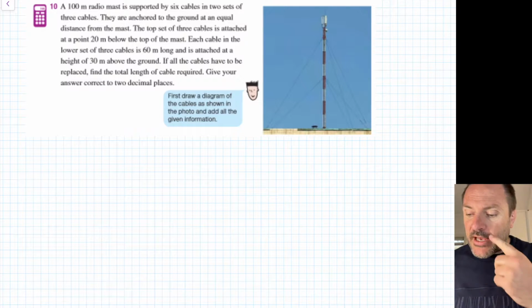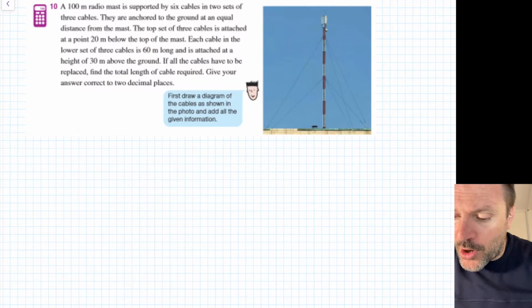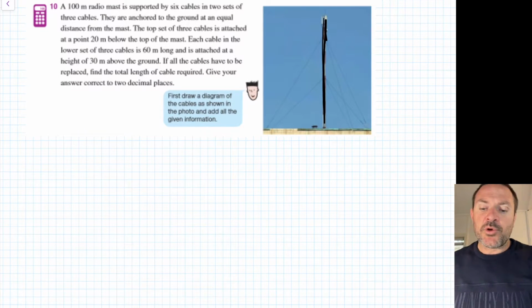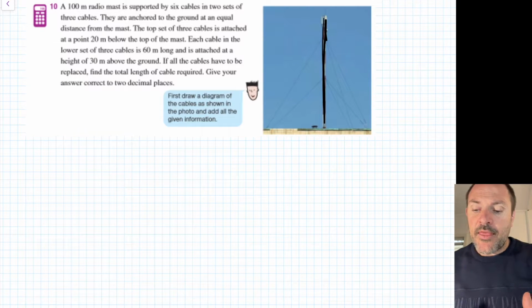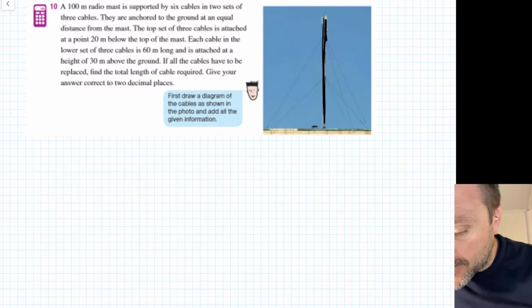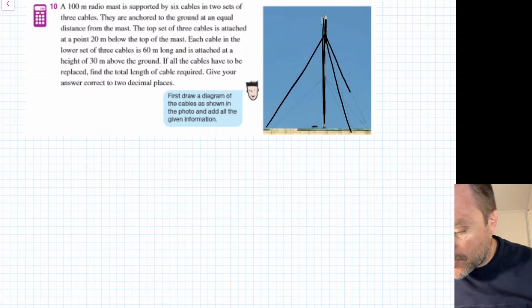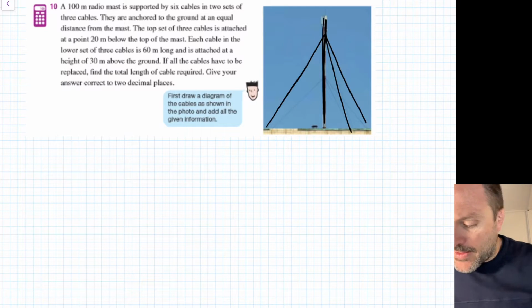Now, it's reasonably hard. It's a bit hard to see in this diagram. I'm going to go over it with a black pen to make it a little bit darker so you can see. That's where the post is. So we've got a 100-meter radio mast that's supported by 6 cables in 2 sets of 3. This is the first set of 3. There's one there, and then we come out 2 there. Then we have another set of 3: 1, 2, and 3.